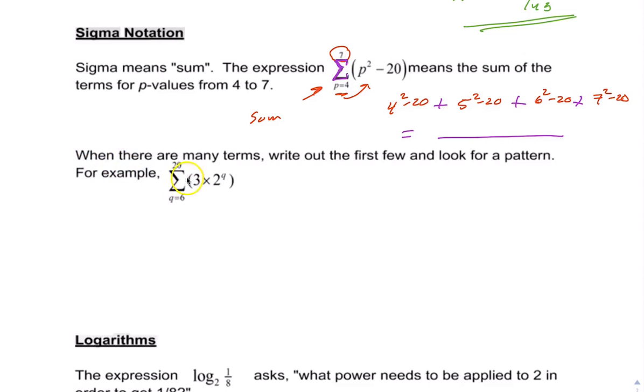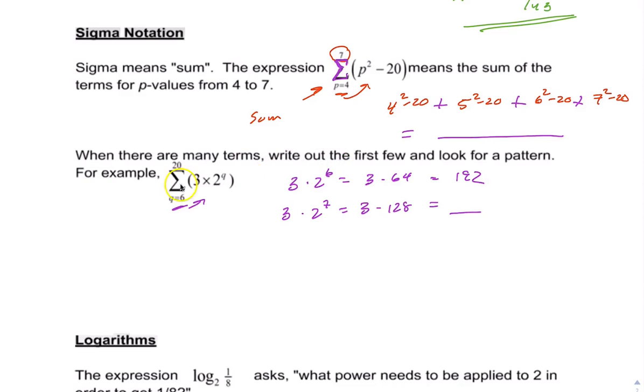Look at the next one. When there are many terms, write out the first few and look for a pattern. For example, this. Again, if you use a calculator, just plug it in. If you don't have a calculator, write out the first few terms to find a pattern. So we're going to plug in 6. It's 3 times 2 to the 6, which is 3 times 64, which is 192. And 3 times 2 to the 7th, which is 3 times 128, which is some big number I don't know. And you have to find a pattern with this.